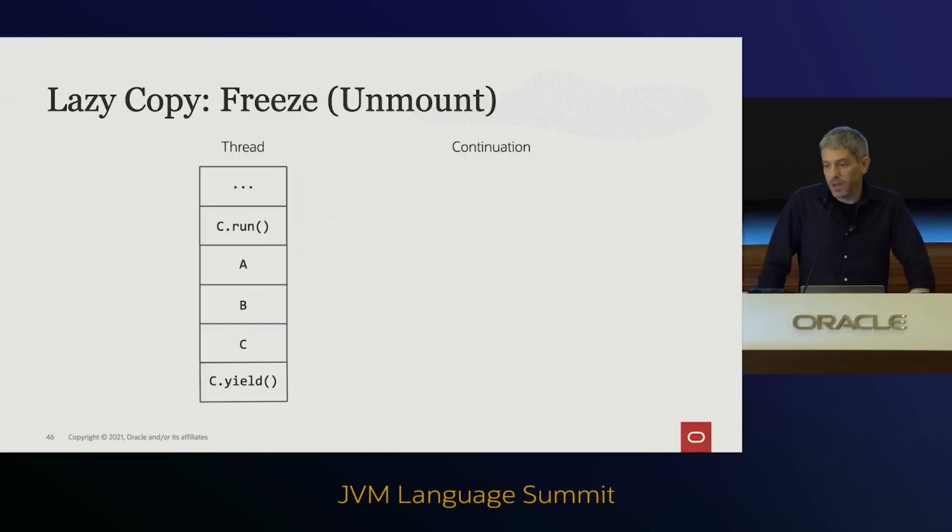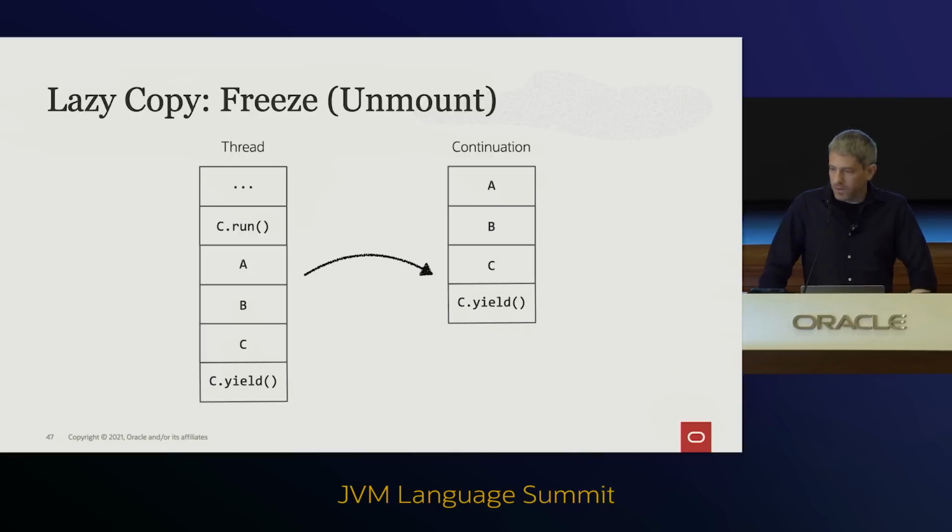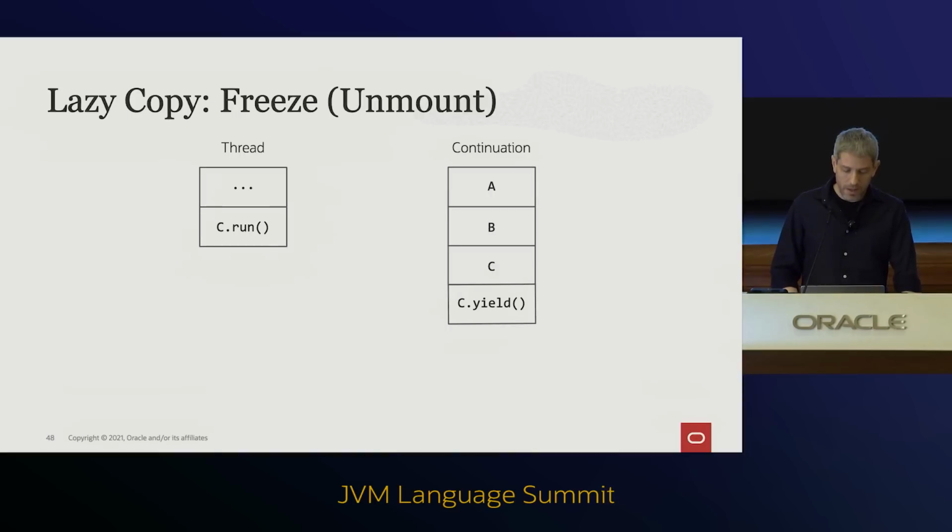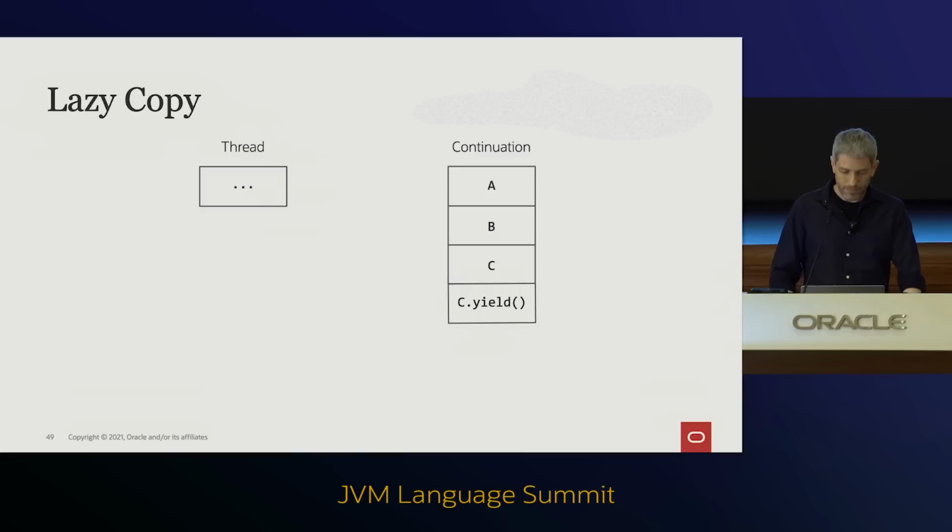And we came up with something that we call a lazy copy. And the idea is this. So suppose we have a thread that's running a continuation with A, B, and C, and then C calls yield. And the first time we freeze, we copy everything over. And that's fine, because we just created those frames. We worked through them. Creating them was useful work. So we're copying them to the continuation, and then we're popping them and returning from run.